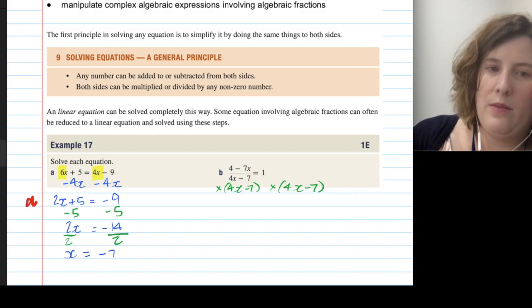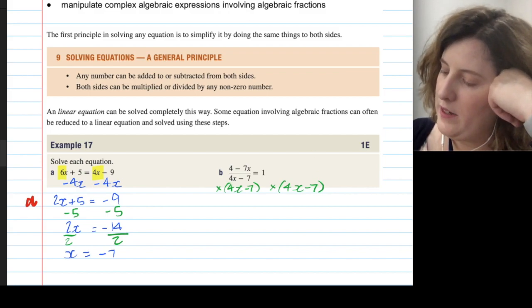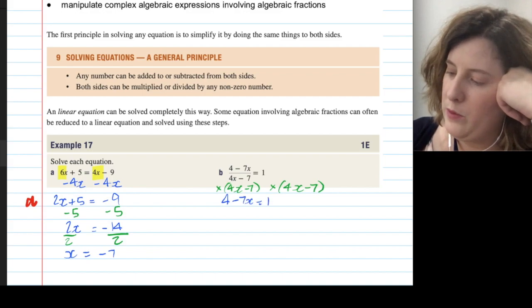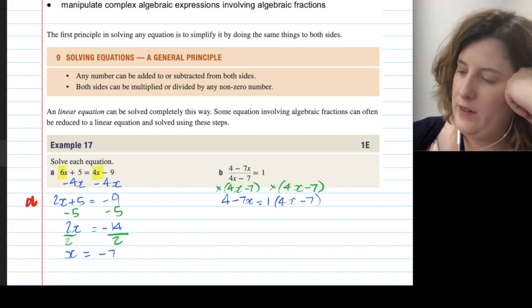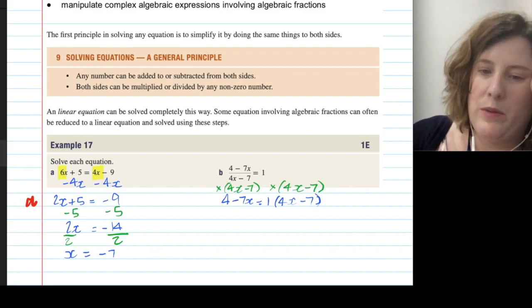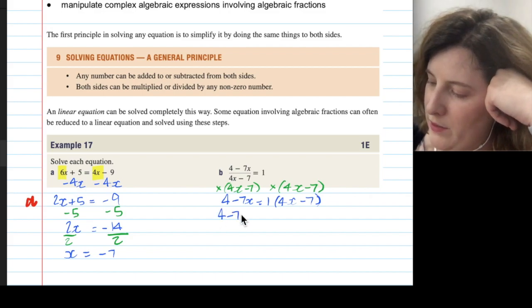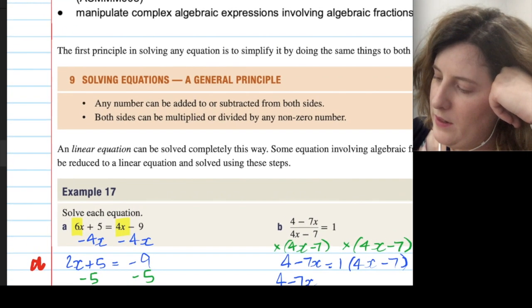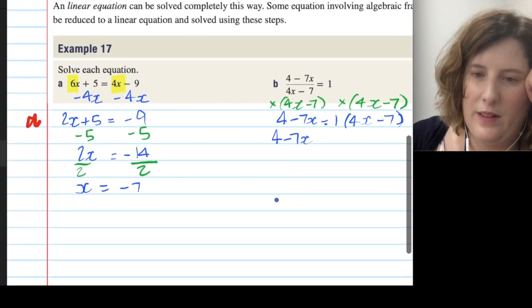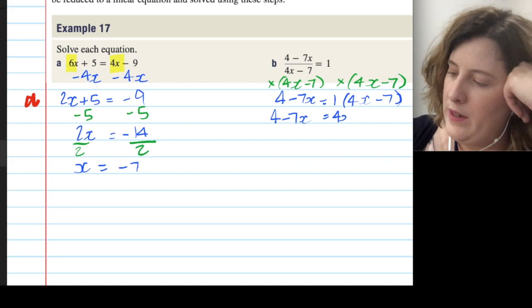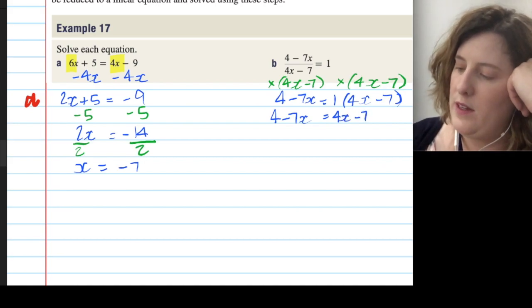And I'm going to end up with my 4 take 7x, which is on the left-hand side, equals 1 times this 4x take 7. Expand those brackets. Well, it was just a 1 out the front, so who cares? 4 minus 7x equals, well, 1 times 4x is 4x. 1 times negative 7 is negative 7.